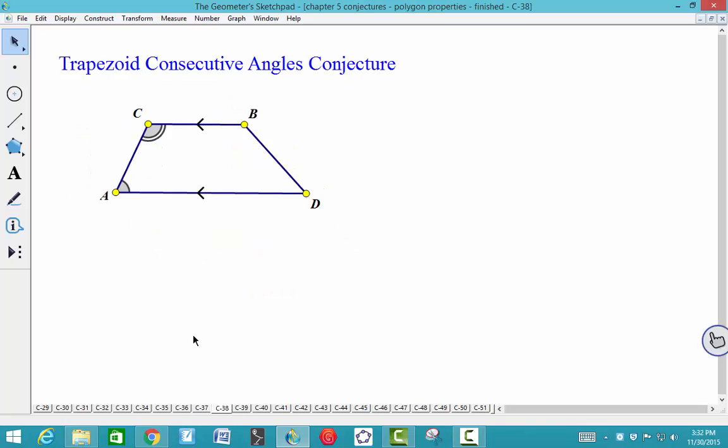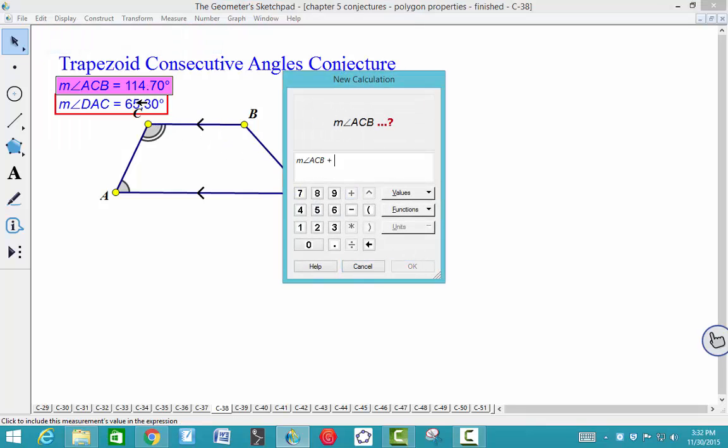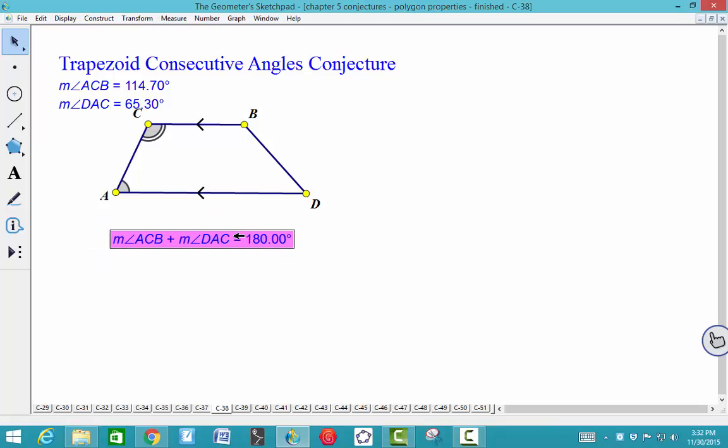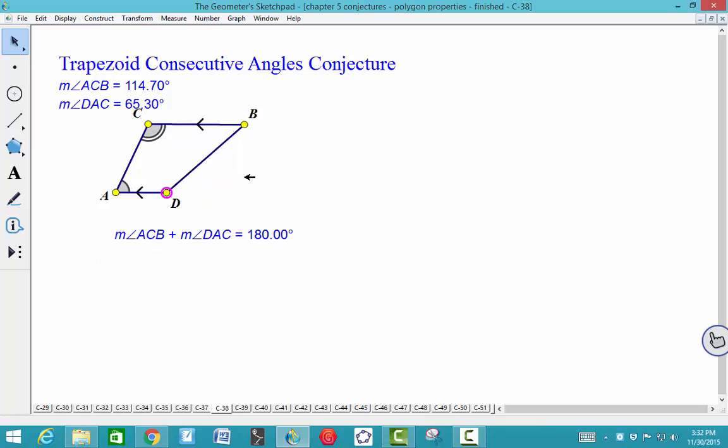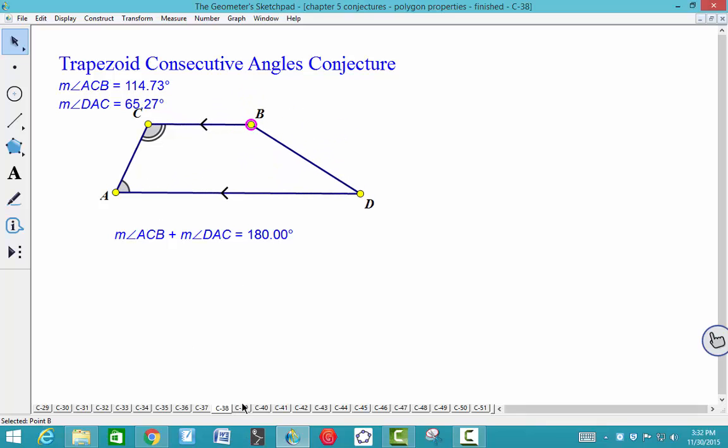Conjecture 38, the trapezoid consecutive angles conjecture. It says the consecutive angles between the bases of the trapezoid are supplementary. So here are my two bases of the trapezoid. These are my consecutive angles, and if I was to measure these two angles, you can do so just by highlighting them. Measure the angles. You can see I have these two measurements. If I come up to number, calculate, and I add these together, you can see that they will always add up to 180 degrees. So even as this trapezoid changes, you can see that they always remain supplementary.